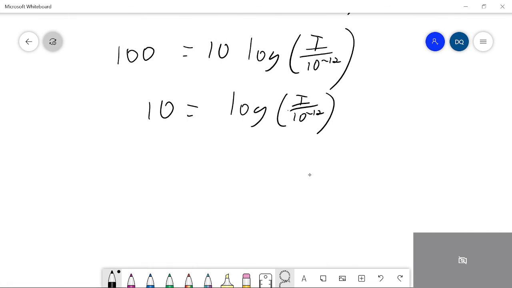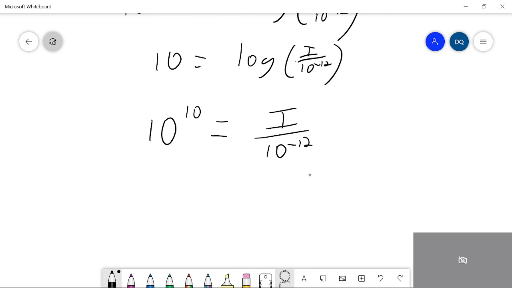Now, how do we figure out what I is? If we're taking the log of it, we put this into exponential form. The exponential form here would be 10 to the 10 is equal to I over 10 to the minus 12. Okay, so I've just taken my log equation and converted it or rearranged it into exponential form. Watch the video on logs if you're not 100% clear on how to do this. Watch the introduction to logarithms if you don't understand how to do that.